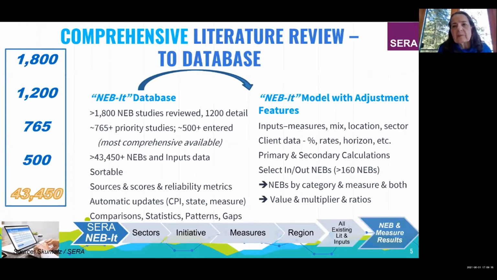That database leads into a NEBIT model that models up to about a little more than 150 NEB categories.